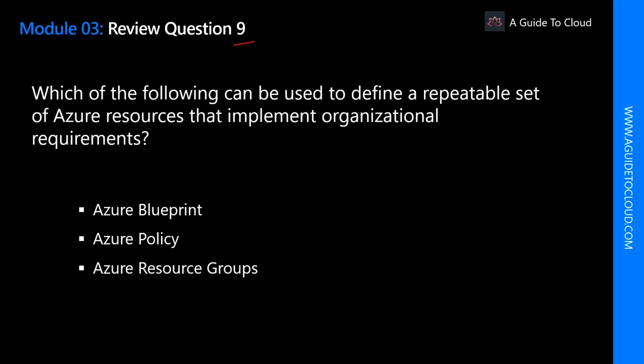So which of the following can be used to define a repeatable set of Azure resources that implement organizational requirements? Is it Azure Policy? Definitely not. We talked about Azure Policy just now. You can use Azure Policy to enforce certain values and parameters. Is it Azure Resource Group? Azure Resource Group is a logical container where you keep Azure resources. So the correct answer is Azure Blueprint.